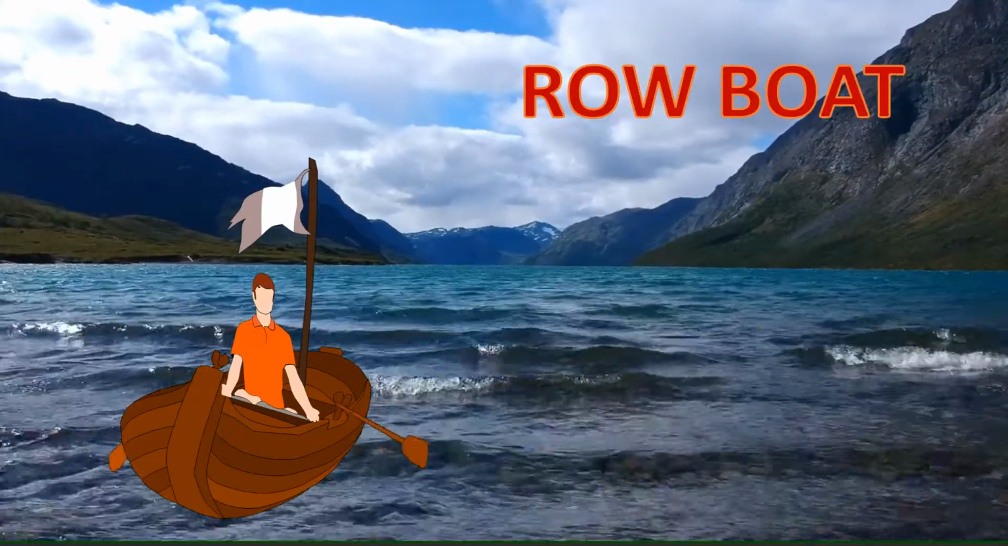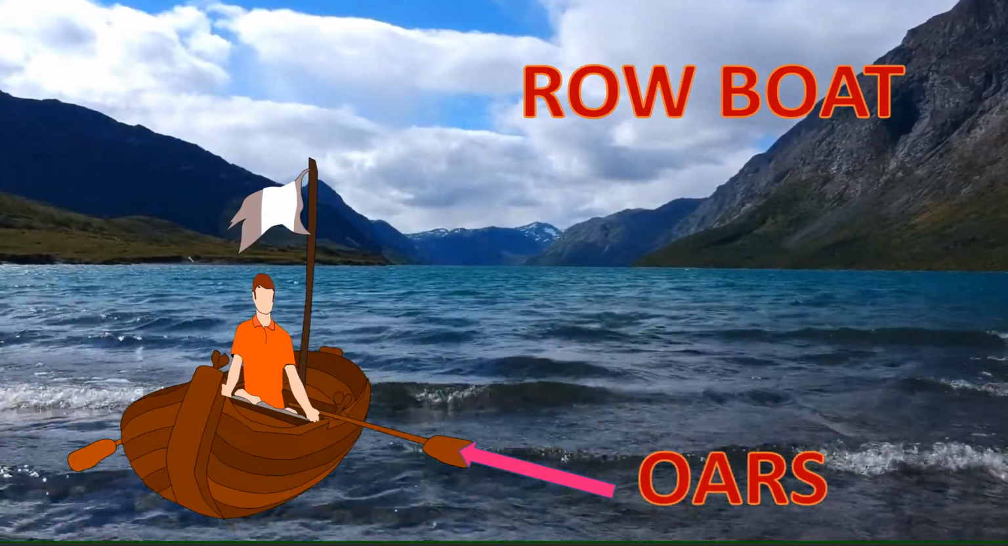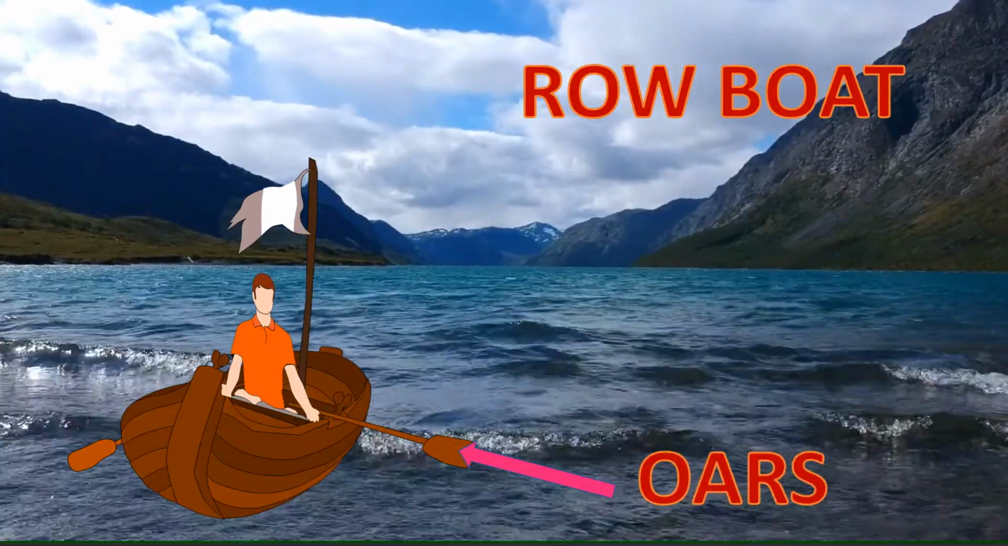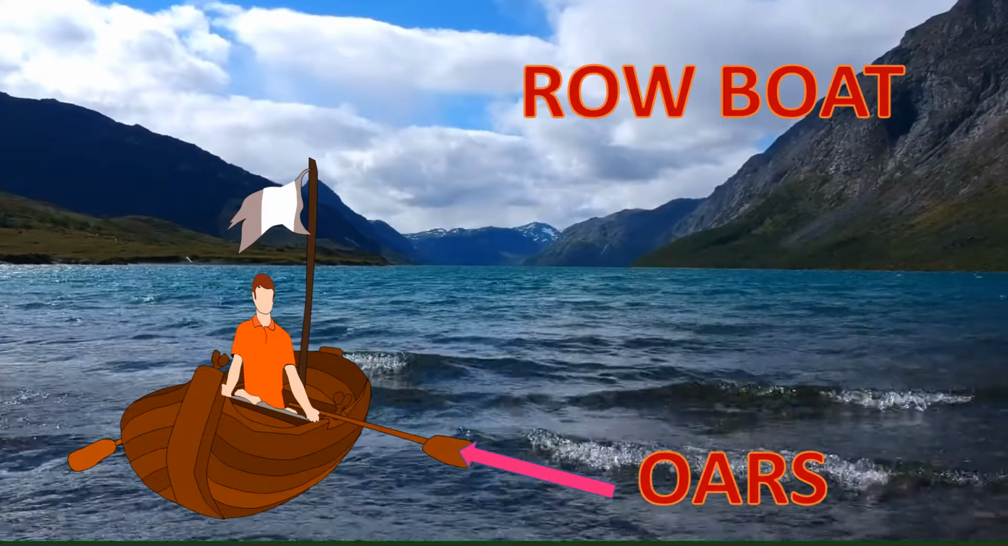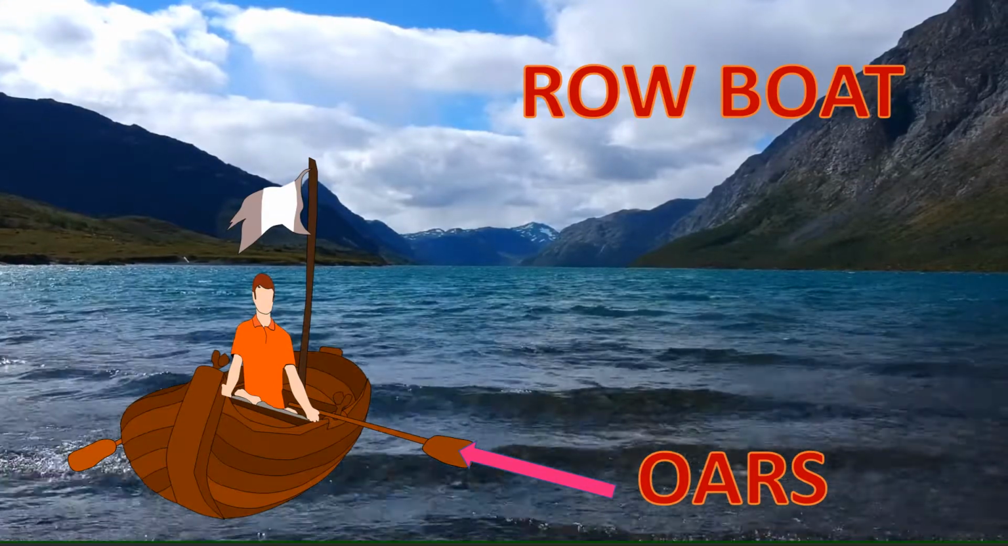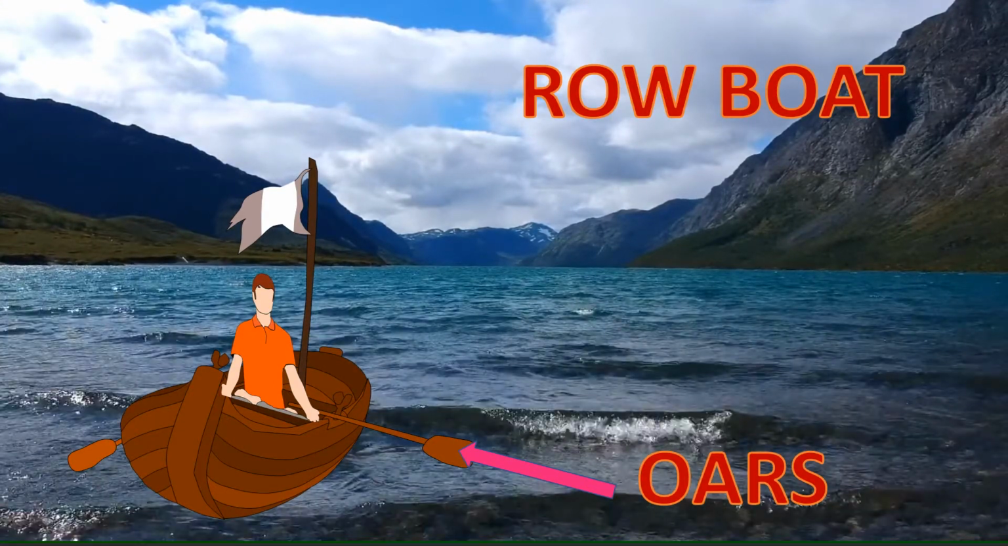Hey friends, look, that is a rowboat. A rowboat uses oars to propel the boat forward by displacing the water around. This boat is suitable for 2 to 3 people as it requires mechanical effort, so it is used to travel only for shorter distances.